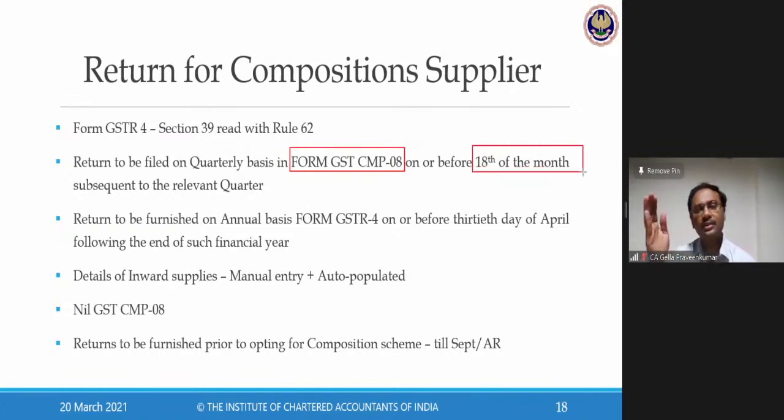April, May, June, first quarter, I have to file by 18th of July. July, August, September, I should file by 18th of October. So every quarter, from the end of the quarter, within 18 days, I have to file this form called CMP08. If CMP08 was not filed for 2 consecutive tax periods, my GST registration will be cancelled.